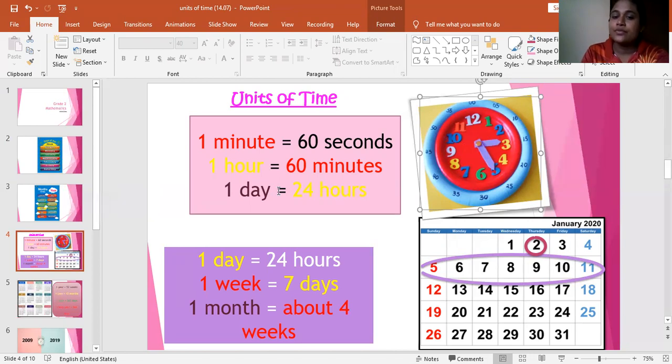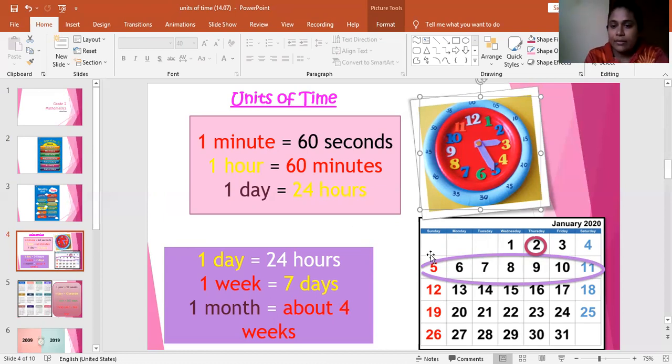And we know there are 24 hours per day. We consider 12 hours as morning hours and 12 hours as night, day and night.